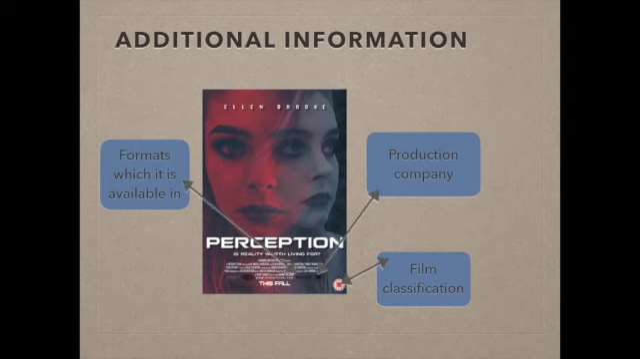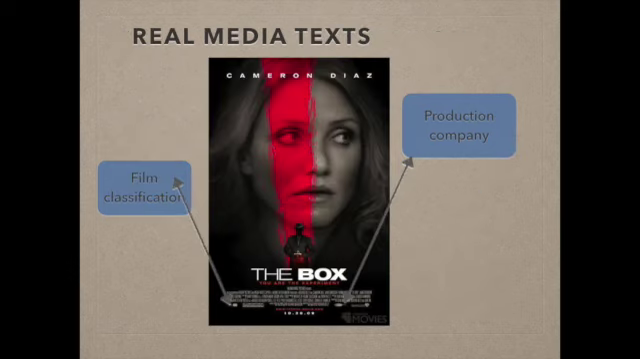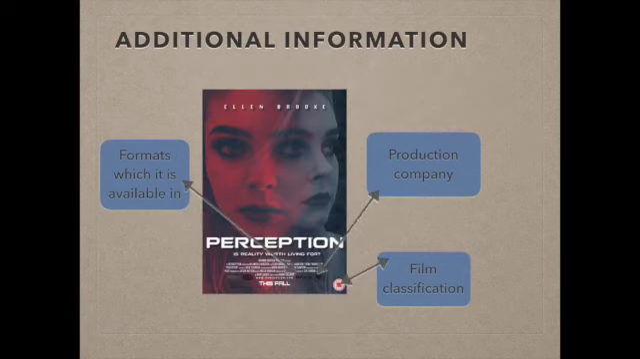The inclusion of the additional information such as the film classification and the production company is also conventional. It is conventional given that when looking at real media posters you are able to see the way in which other posters include this information. This therefore demonstrates how my inclusion of this information is an example of how my product conforms to the codes and conventions of a poster.